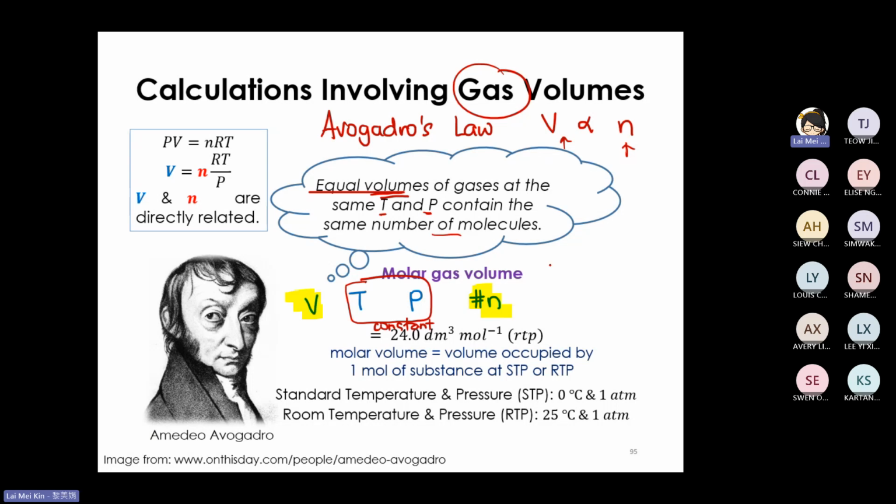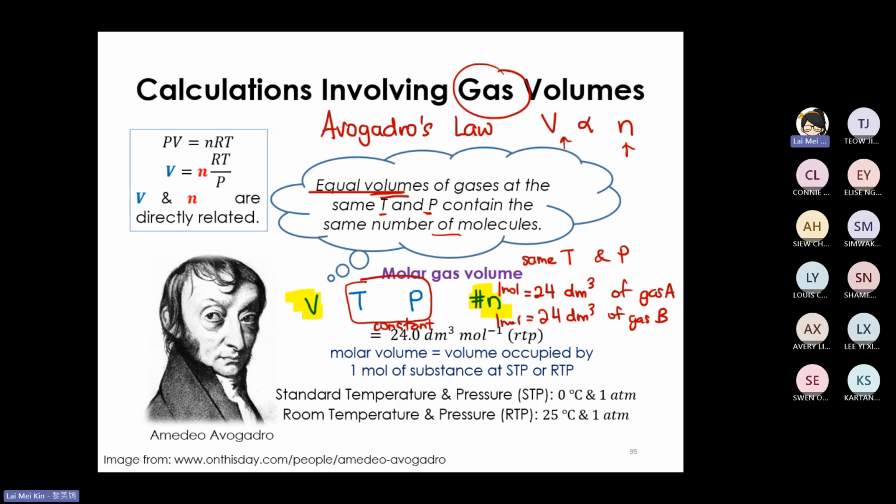So it says that at the same temperature and pressure, if let's say I have 24 decimeter cube of gas A, I will also have 24 decimeter cube of gas B. Same volume, different gases will have the same number of mole. Let's say this is 1 mole, this will also be 1 mole. So this is Avogadro's law. I'll give you around 1 minute to digest this.